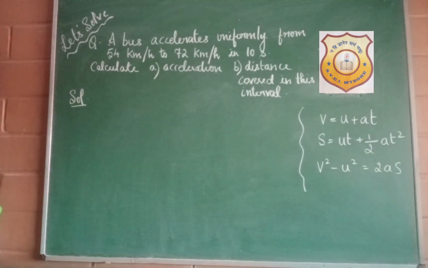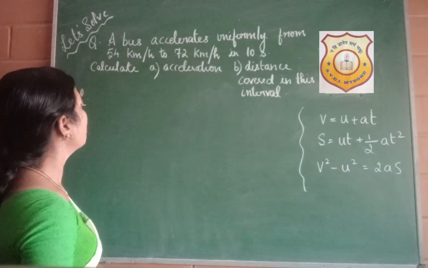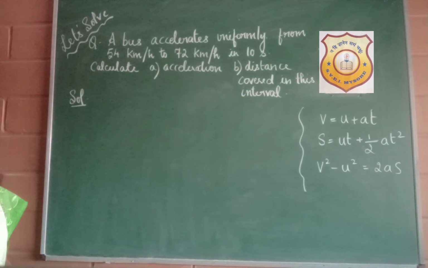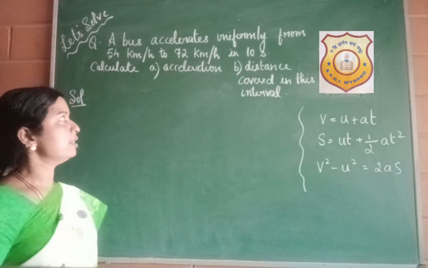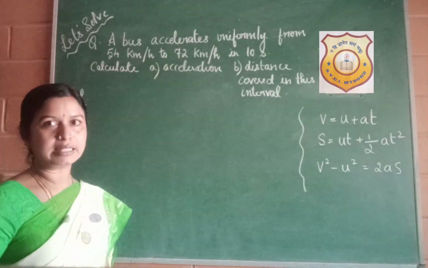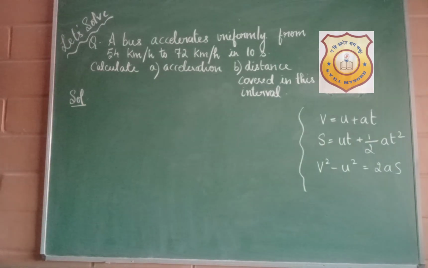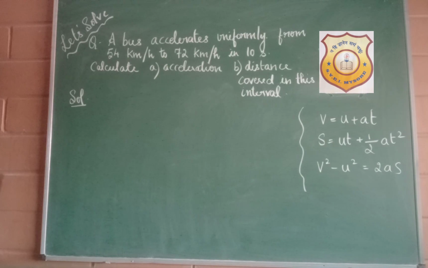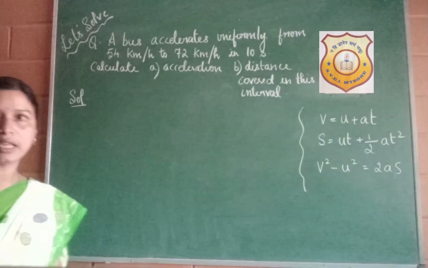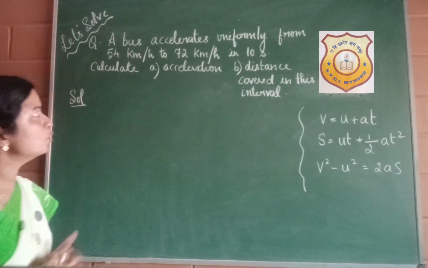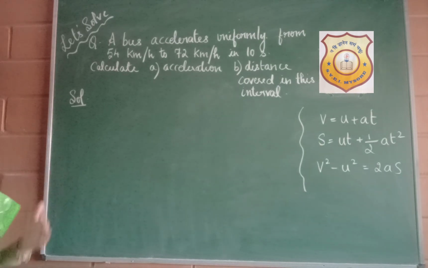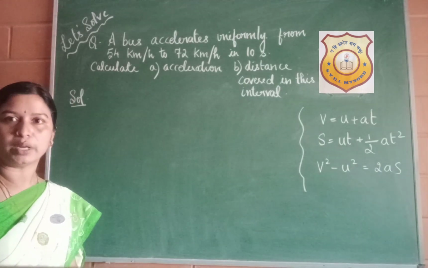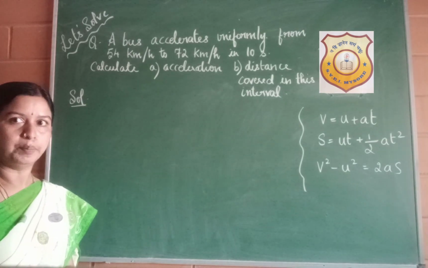A bus accelerates uniformly from 54 km per hour to 72 km per hour in 10 seconds. Calculate the acceleration as well as the distance covered by the bus in this interval. So we have to calculate two things here. First, we have to calculate the acceleration, and secondly, we have to calculate the distance traveled by the bus.